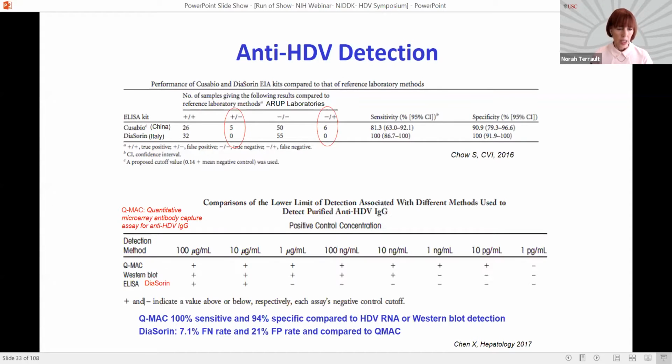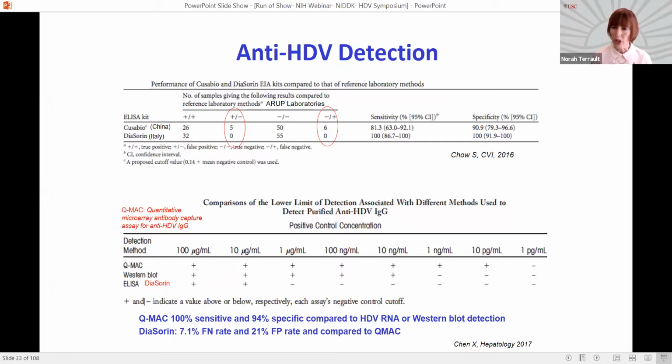And then there was a study using a new assay, and Jeff Glenn is very familiar with this. This is work from his laboratory. It's a QMAC assay, which is a quantitative microarray antibody capture assay. And here, first of all, shown in the table is how the QMAC lower limit of detection compares to, say, the Diasorin assay, in this case an ELISA assay. And you can see that it does have higher sensitivity and can detect antibody down to a lower level.